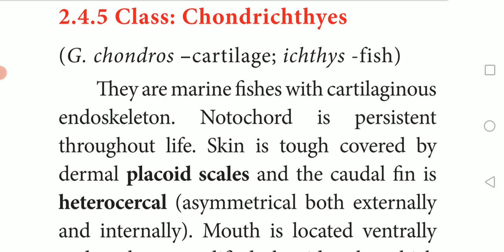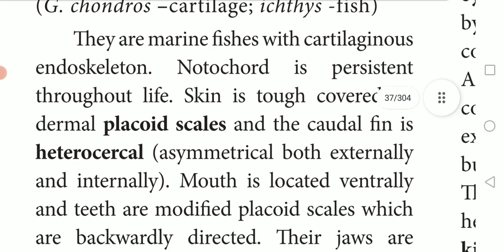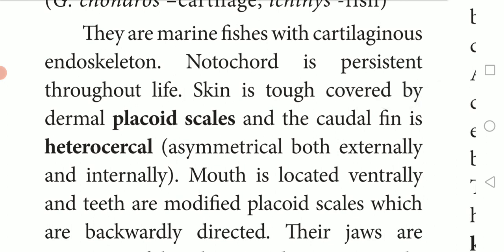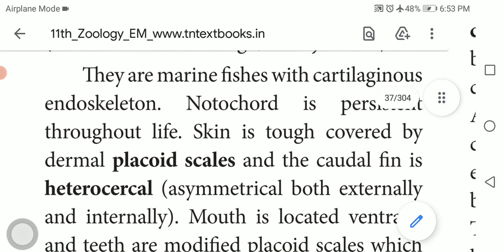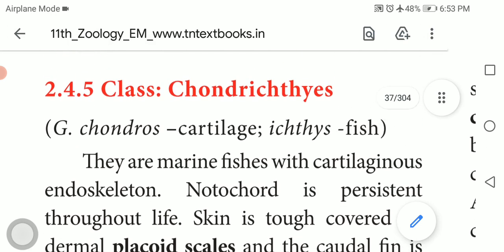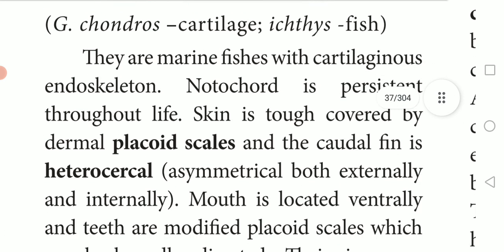Class Chondrichthyes are marine fishes with cartilaginous endoskeleton. You know what we mean by cartilaginous? Soft bone or flexible bone. Endoskeleton means the skeleton which is made up inside the body. Then notochord is persistent throughout life. What is notochord? A string-like or cord-like structure. They have it throughout life in this class.